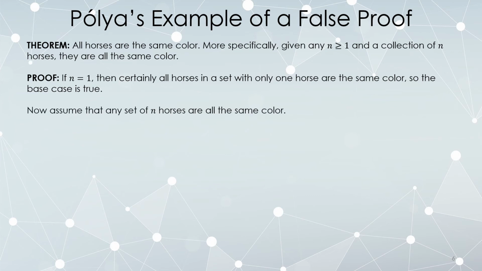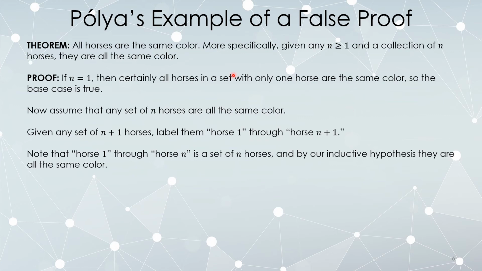Now we make our inductive hypothesis. Anytime you have a set of n horses, they are all the same color. Now this feels wrong, but this is how you would proceed with an inductive proof. You make the inductive hypothesis that the claim is true for some n. If you have a set of n horses, they are all the same color. What we now have to do is show that the claim is true for n plus 1 horses. So suppose you have n plus 1 horses, label them 1 through n plus 1.